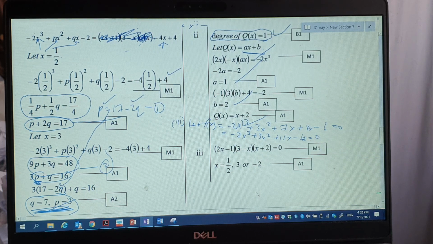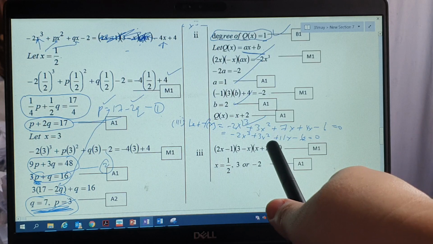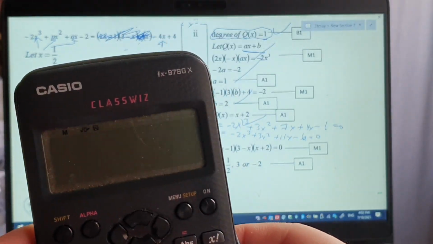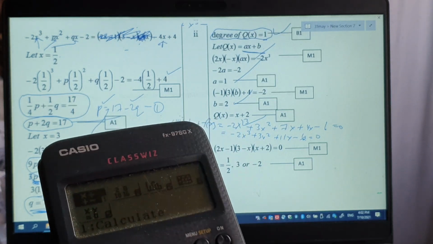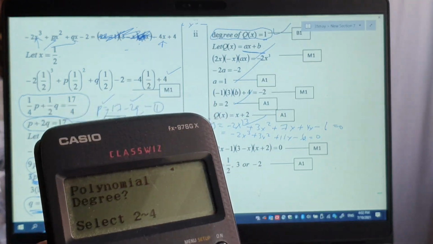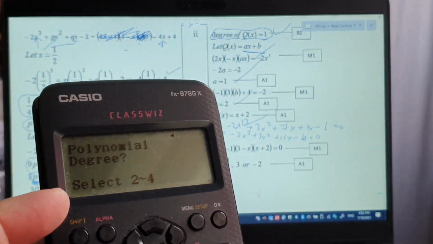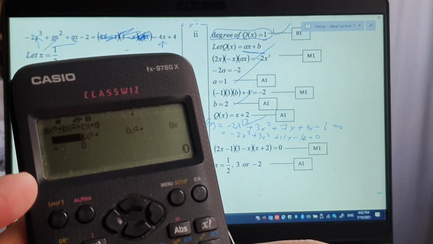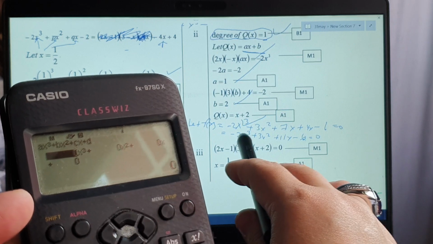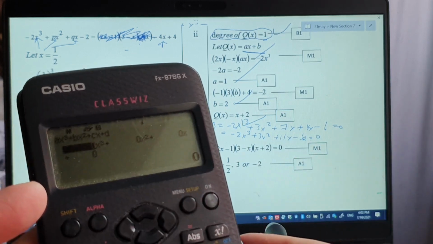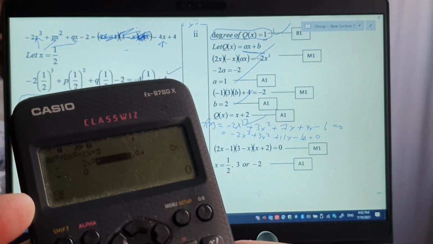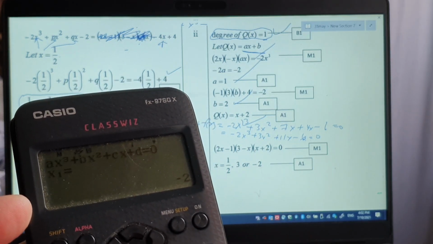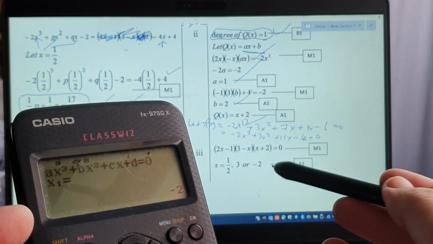Okay, now actually you can just press the calculator and then you can get the answer, but you need to show working. Okay, so wait, I show you what I mean first. You know that this is a cubic equation, right? Cubic equation, that means power 3. So you select power 3. You press in minus 2, 3, 11, minus 6. You will get minus 2. You see, minus 2 is one of the answers.